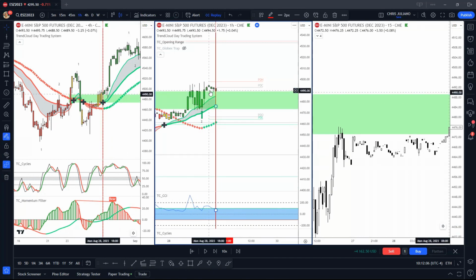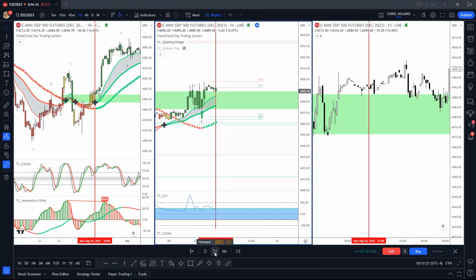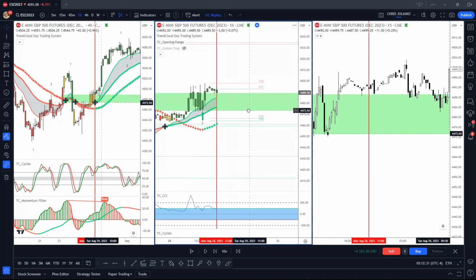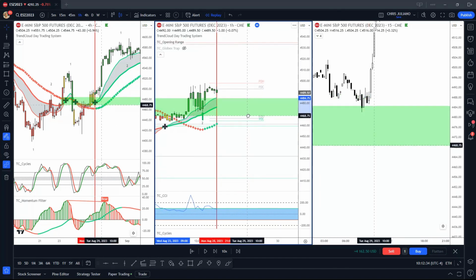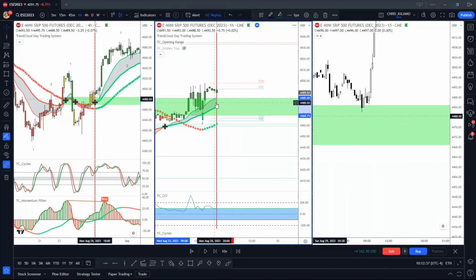Look at how the candles on my 1 hour chart are green and the candles on my 4 hour chart are also green. Now, at this point, we can start looking for our demand zones. Okay, so where are the demand zones? Well, they're going to be inside the cloud. So basically from your trend cloud all the way to your line in the sand.